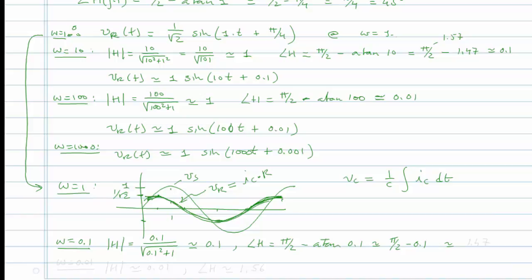So this is 1.47. Let's try 0.01. We can show that the magnitude here is going to be approximately 0.01, and the angle will be approximately 1.56. In other words, just 0.01 off of pi over 2. So let's plot these responses here on the next page.